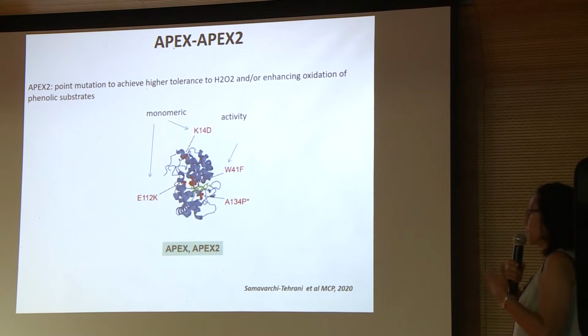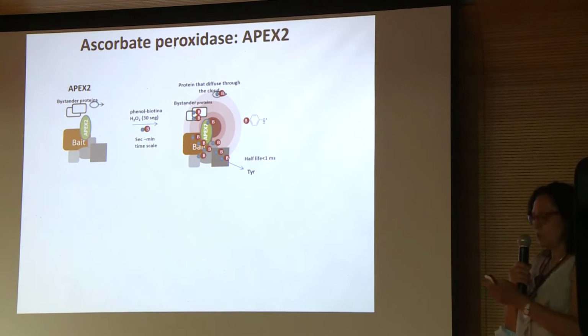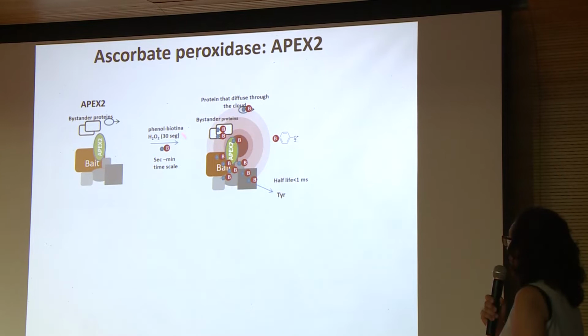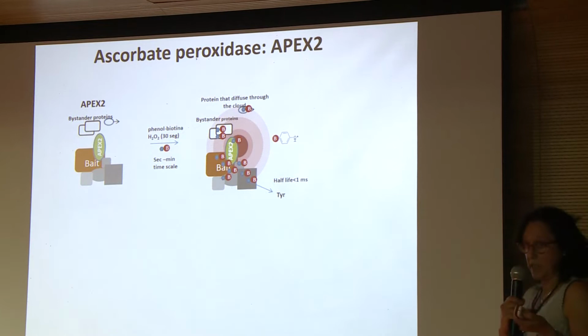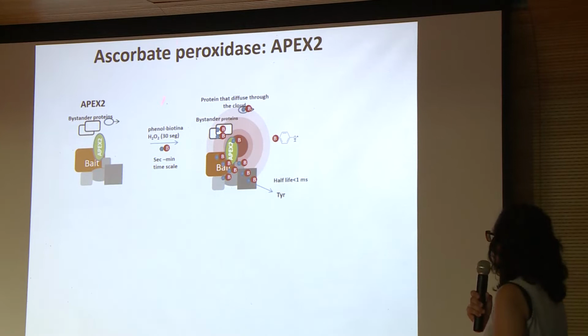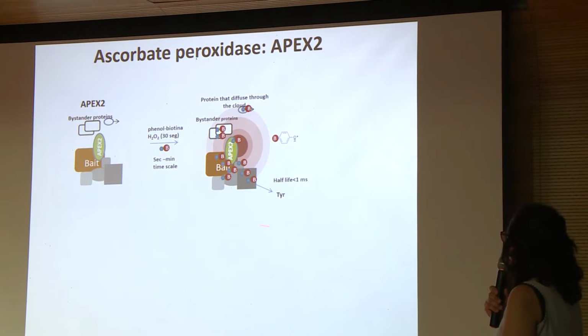So with APEX, it's basically the same as before, as with BioID. The only difference is that in this case, our bait is coupled to an APEX enzyme, and as substrate we use phenol biotin, and we have to add hydrogen peroxide for the enzyme to have both of the substrates it needs. And this hydrogen peroxide incubation is really short. It's in the order of seconds, less than 1 minute. So it's a very short incubation with hydrogen peroxide. And then we have the same process.